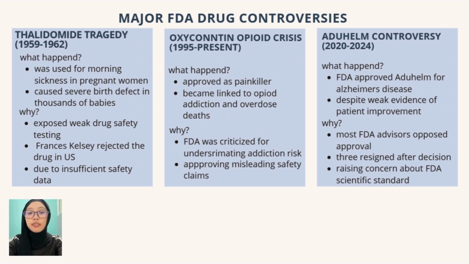The last one is the Aduhelm controversy. In this case, Aduhelm was approved as a treatment for Alzheimer's disease. However, many scientists argue that there was not enough evidence that it actually improved memory or slowed disease progression. This became a challenge because the FDA had to make the decision with limited and controversial clinical data. Most advisory experts disagreed with the approval, and some even resigned, showing conflict between scientific evidence and regulatory decision-making.